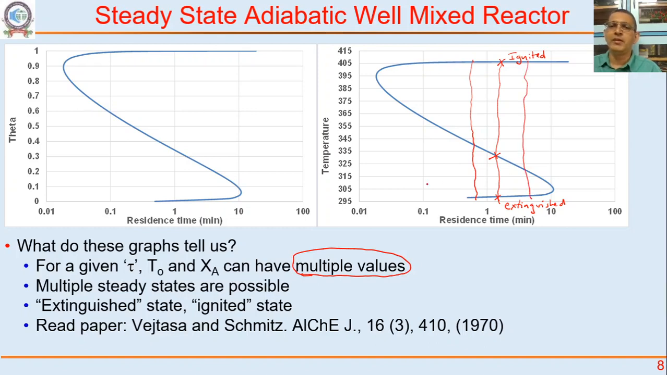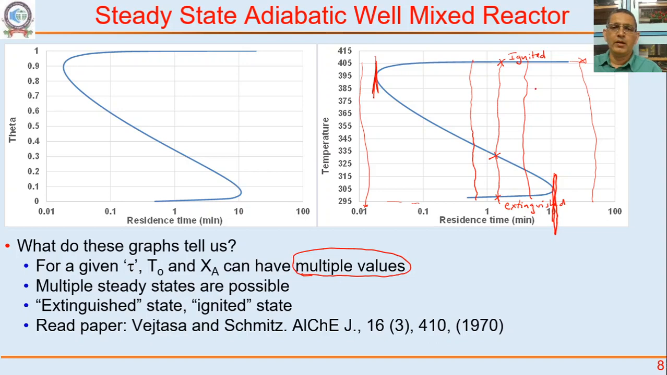But sometimes I may not always have three steady states. For one particular case, if my residence time is something like this, I may have only one steady state value somewhere here. Or a residence time something like this, I may have only one steady state value. So these multiple steady states exist only in this window. Anything below, I have only one steady state, which is practically zero. Anything above, I have only one steady state, which is practically 100% conversion.